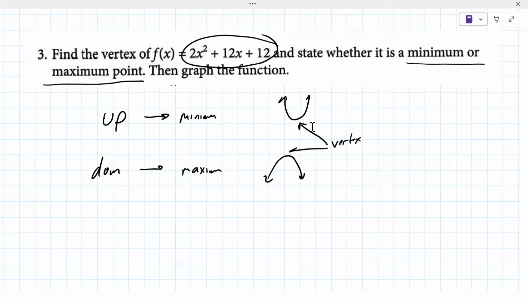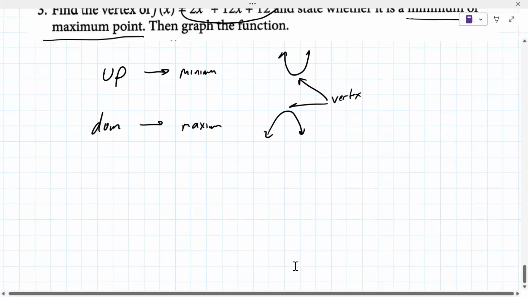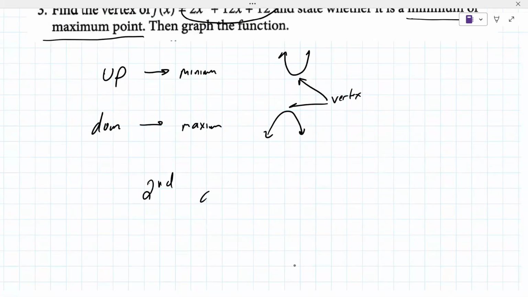Minimum. This one has a minimum. Okay. Now, do you remember from last time we did this a couple ways? We did second calc, and then there's a couple of options there. You can see that one of them is minimum.